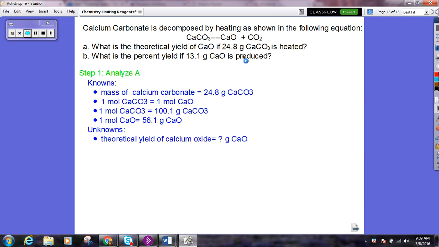I know that 1 mole of calcium carbonate is equal to 1 mole of calcium oxide. Remember, we started in grams, we relate in moles, but our answer should be in grams, so I need to have all this stuff in here. 1 mole of calcium carbonate is equal to 100.1 grams of calcium carbonate. Remember, if you don't know how to do this, go back and check on molar mass. 1 mole of calcium oxide equals 56.1 grams of calcium oxide. Unknowns: theoretical yield of calcium oxide equals how many grams of calcium oxide?